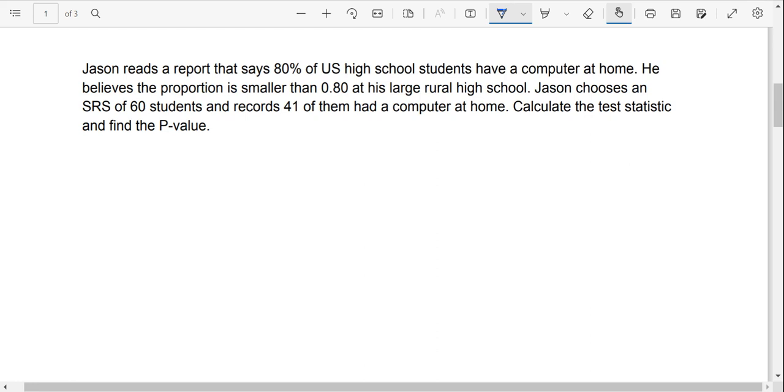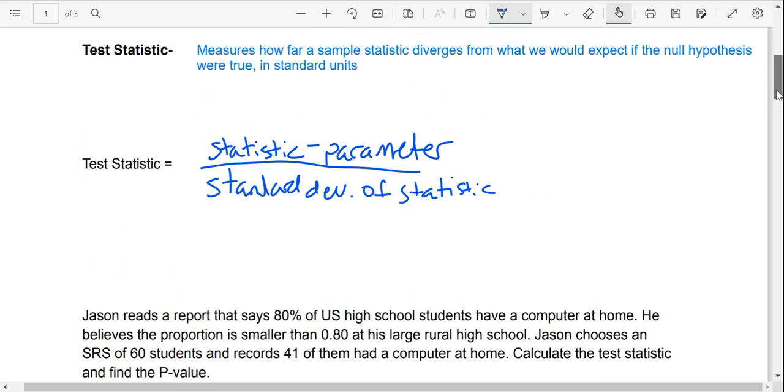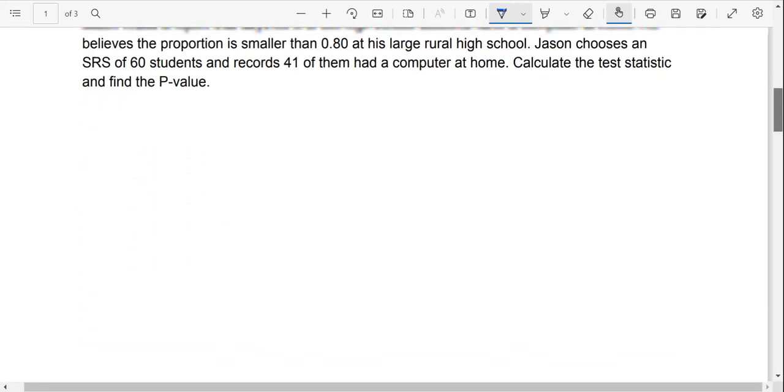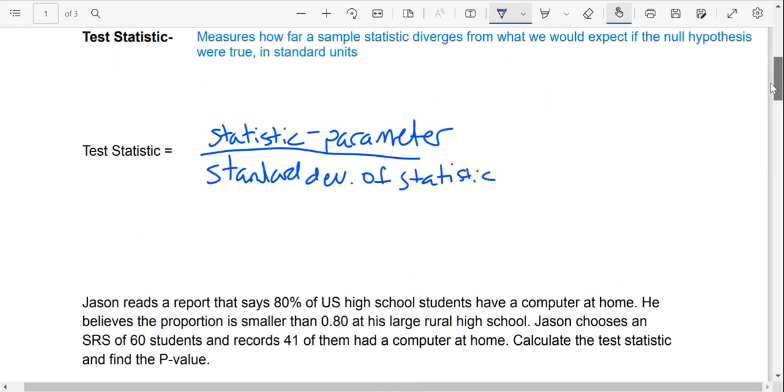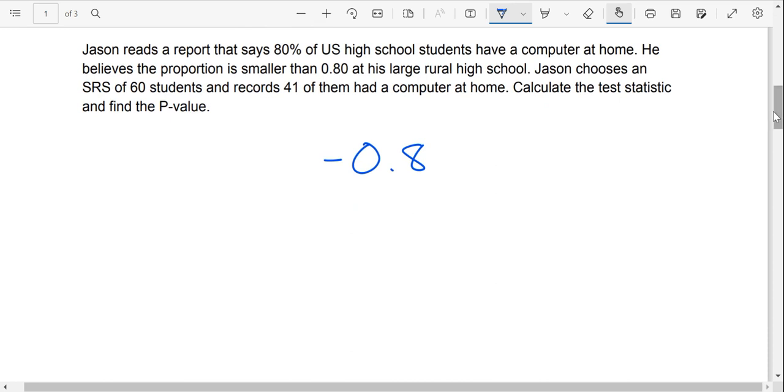All right, so go ahead and read this example. The first thing it asks us to do is calculate the test statistic. What did the formula say? It said statistic minus parameter. The parameter was what? 0.8. And what was the first number going to be? The statistic. What statistic? It's 41 over 60. 41 over 60 comes out to be approximately 0.683.